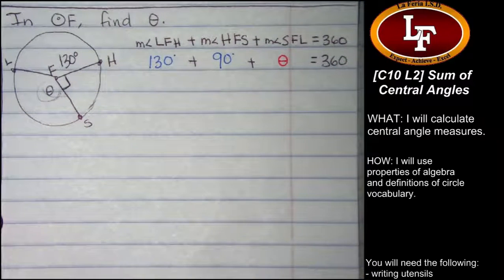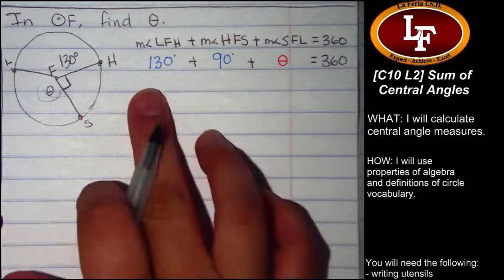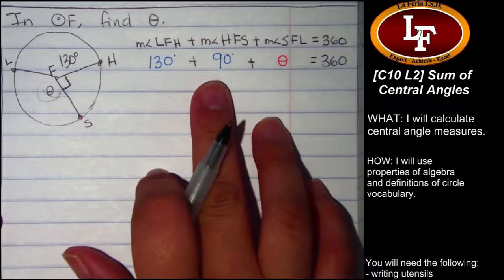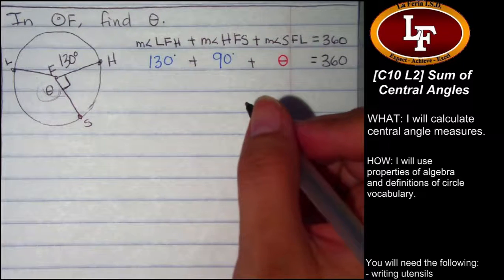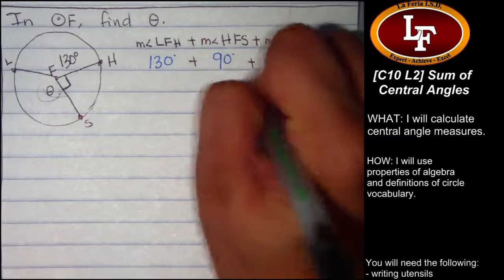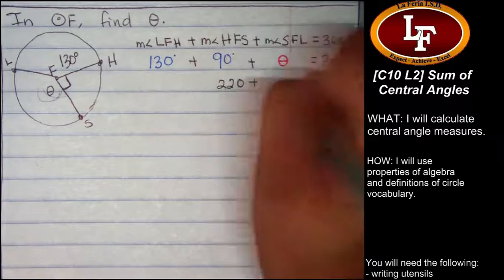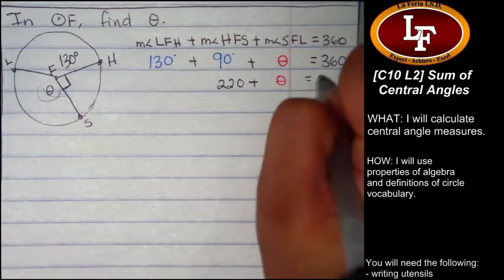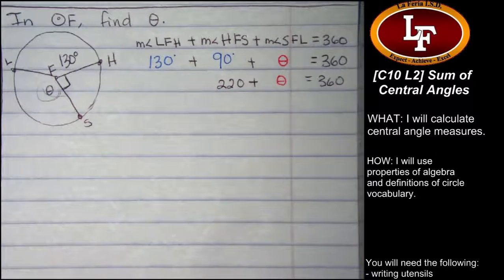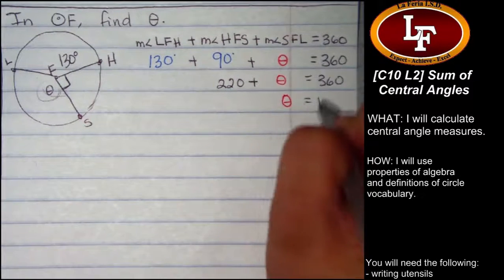All right, we're going to go ahead and combine like terms. 130 plus 90 is 220. I double checked it on my calculator. I'm going to keep theta for now because that's what I'm trying to find. Subtracting 220 from both sides then will leave me with the measure of theta being 140.